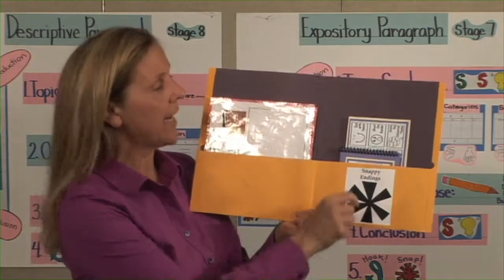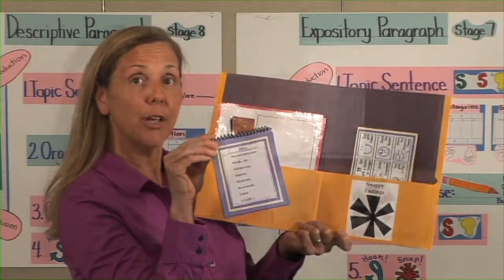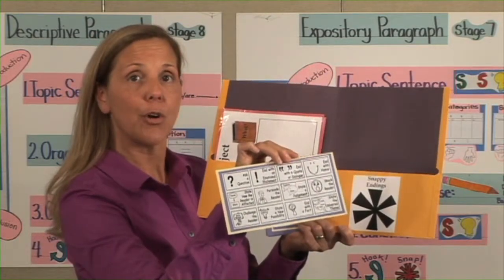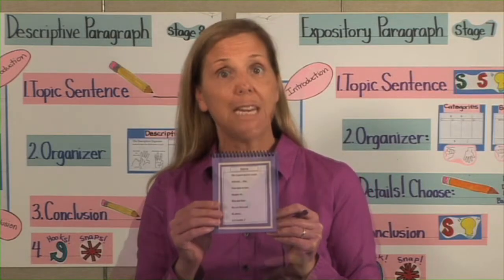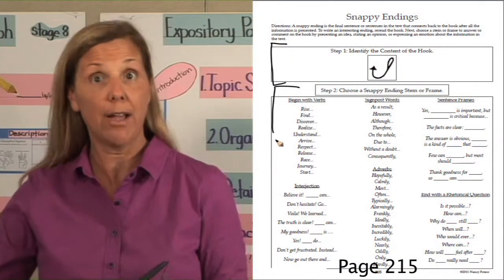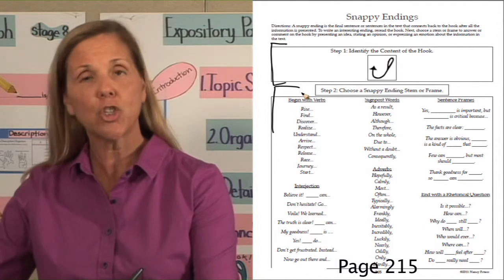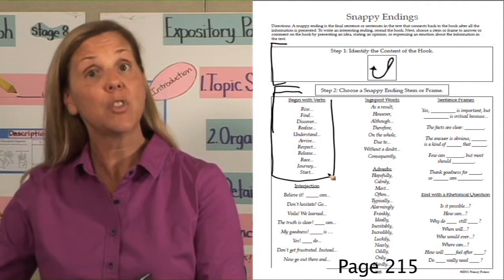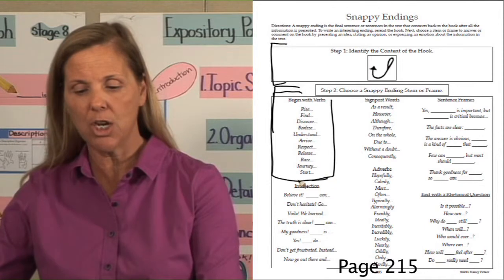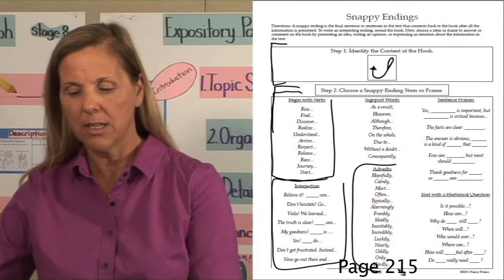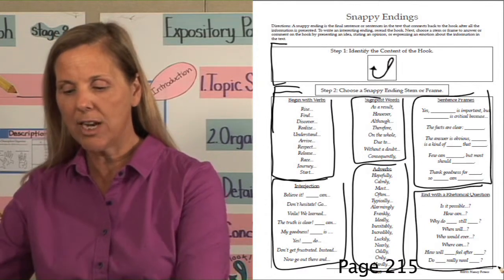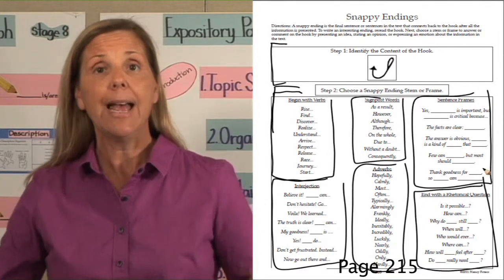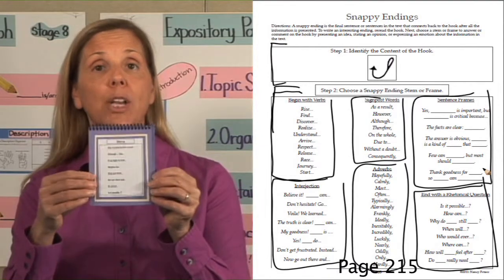For our snappy ending, I have a flip book and a snappy ending chart card. For the flip book, please go to page 215. This is our snappy endings page where I have steps 1 and 2 of how to write a snappy ending. But what I want to show you, in order to make the tool, I have stem words or frames that students can use. And I have 6 different types of stem words or frames that students can use that I suggest you could cut out and then mount on different pages and put in a flip book.